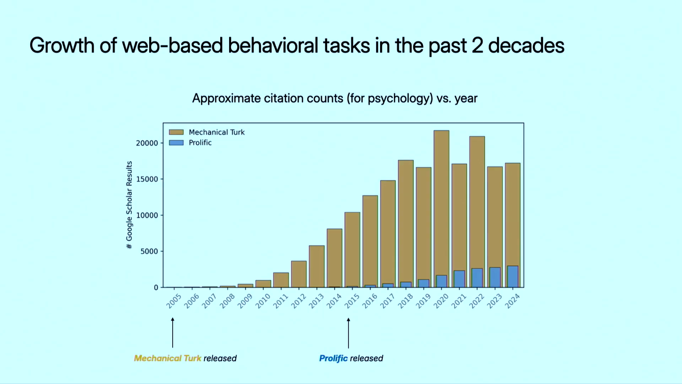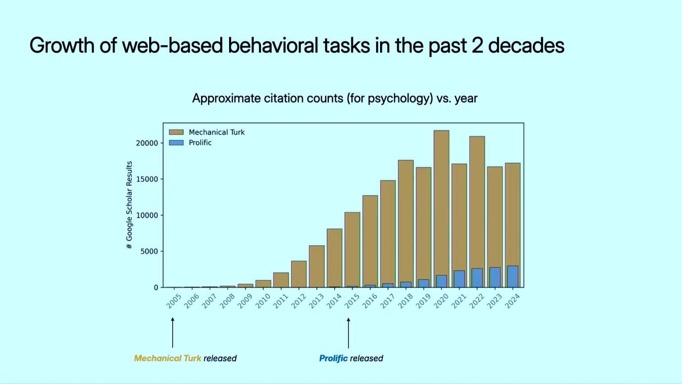So here I created a little plot. This is just a very rough and fast plot of the number of Google Scholar hits for Mechanical Turk, which is the name of the original platform for doing this, for psychology versus year. And you can see there's been this just dramatic expansion of growth in the utilization of a platform like this. Prolific is another platform which was released in 2015, also becoming popular. So it's basically never been easier to run behavioral experiments on human beings.